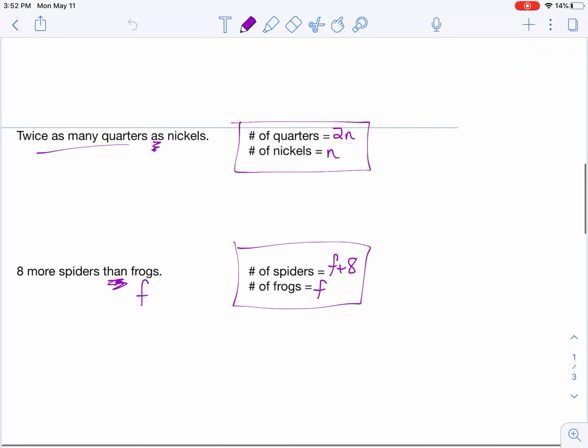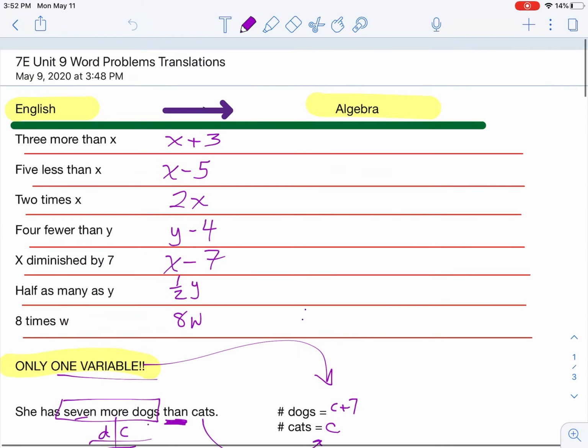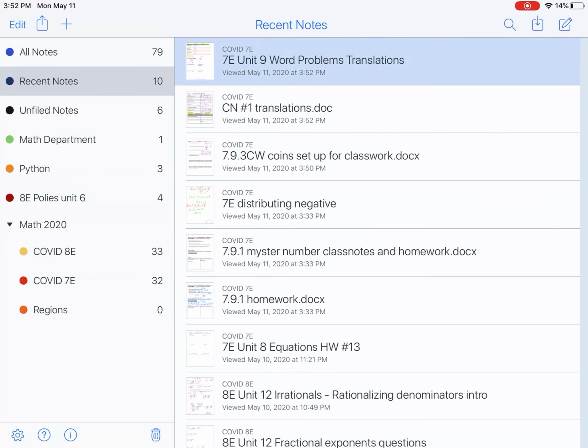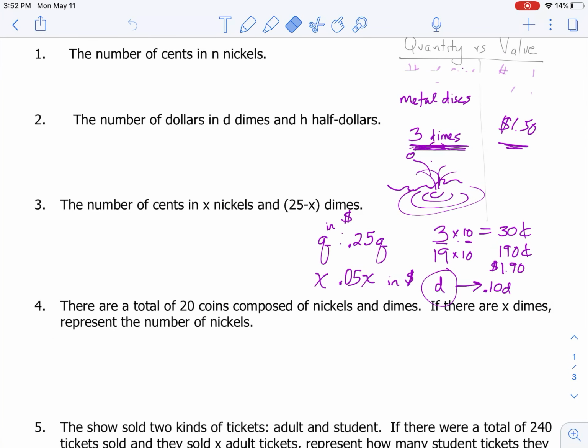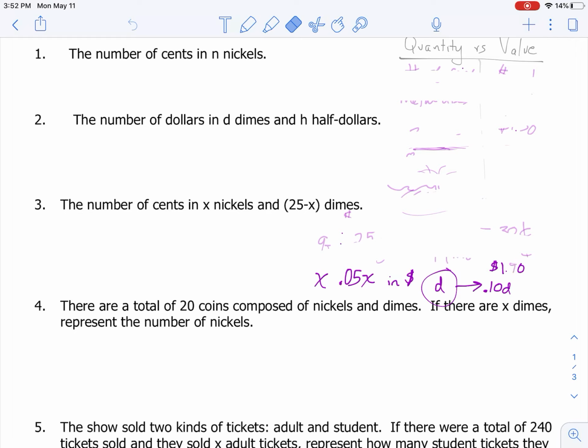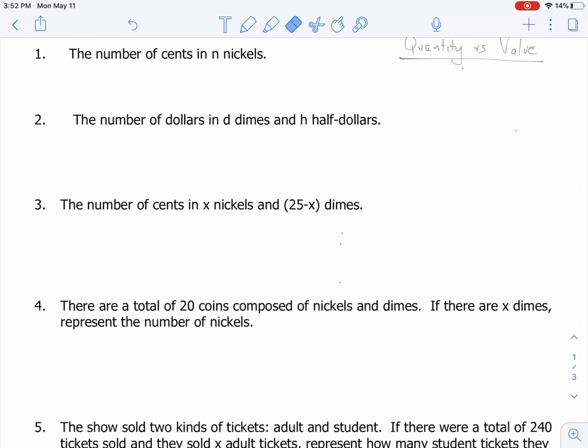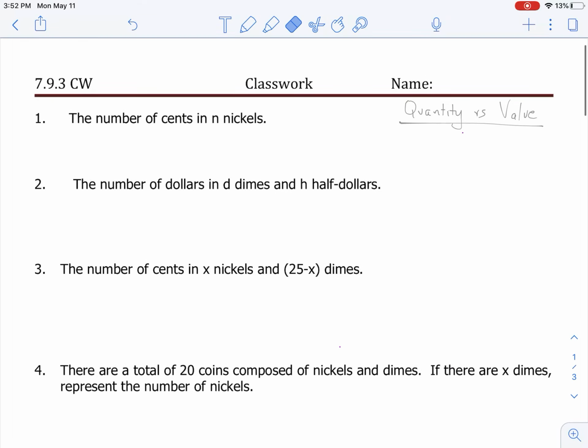So coming back here to word problems. Is this where I want to be? Nope, hold on. Okay. Now, difference between quantity and value. Your label box is often going to include the quantity.